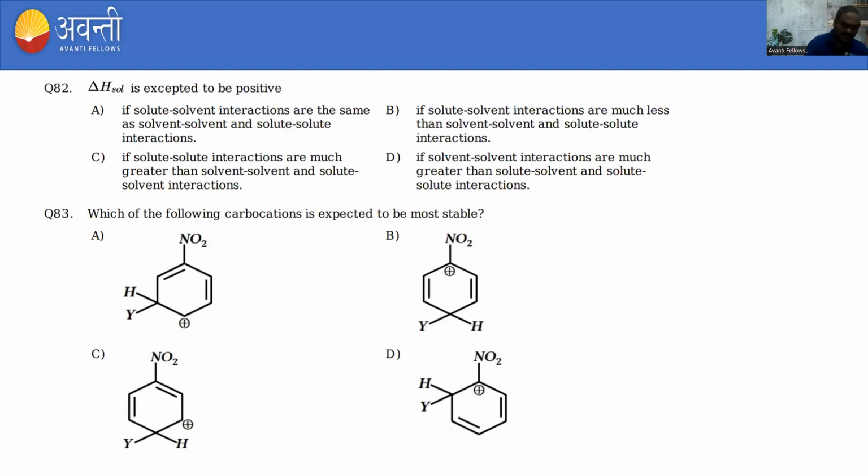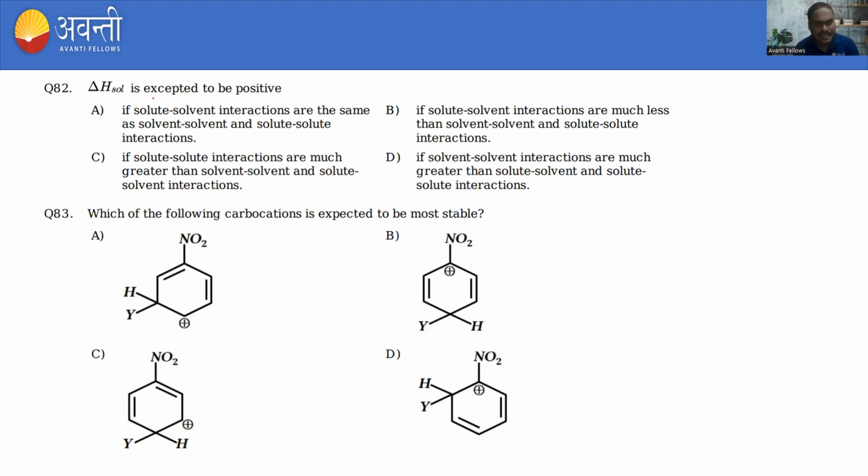Move to the next question, beta. That is question number 82. So delta H of solution is expected to be positive. So ये question भी हमारा solution chapter से है. So if the solute-solvent interaction is much less than the solvent-solvent and solute-solute interaction, always remember, beta, delta H of solution, मतलब वेपर कब बनेगा ज्यादा, vapor forms more only when the force of attraction between the solute and solvent is very very less. If the force of attraction between solute and solvent is more, then less vapor will be produced, or we say less enthalpy.